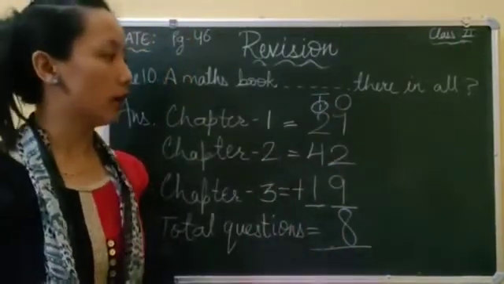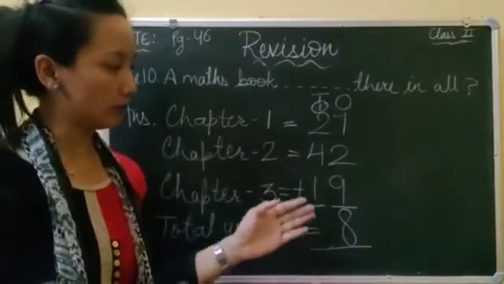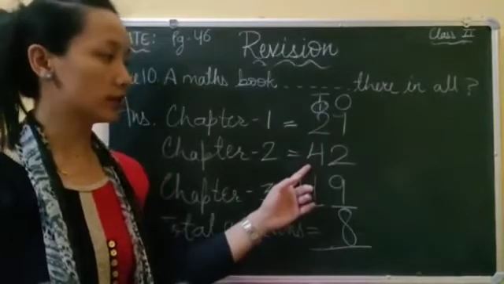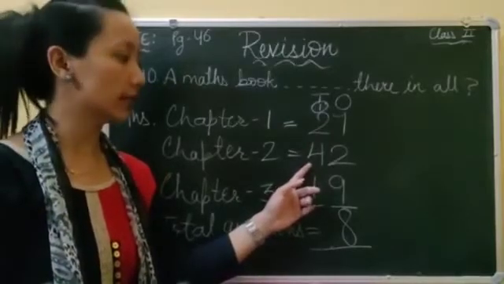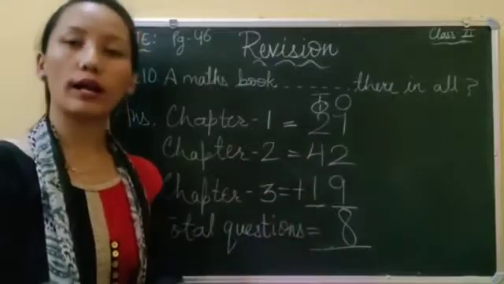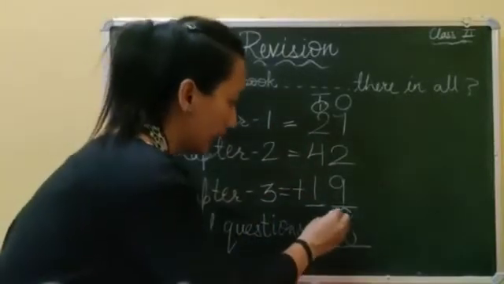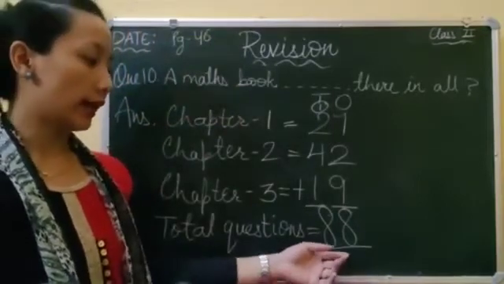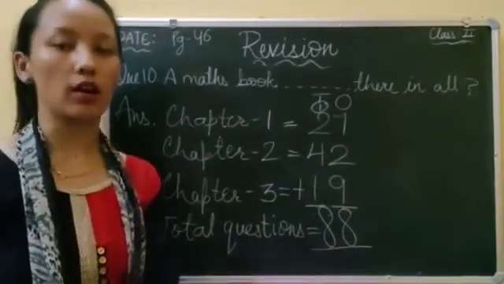Okay. Now add the tens column. 4 plus 2 is equal to 6. 6 plus 1, 7. 7 plus 1, 8. So write 8 under tens column. That means there are 88 questions in all.